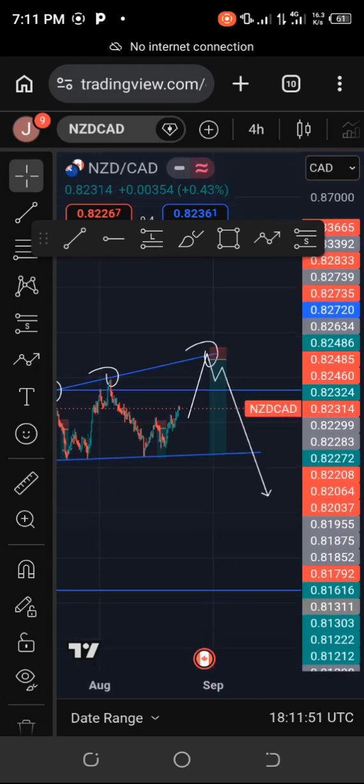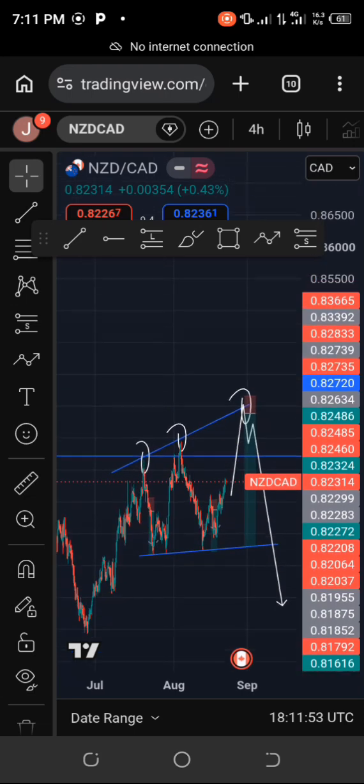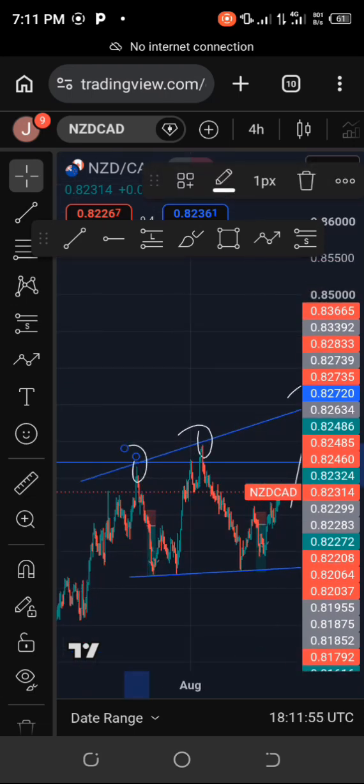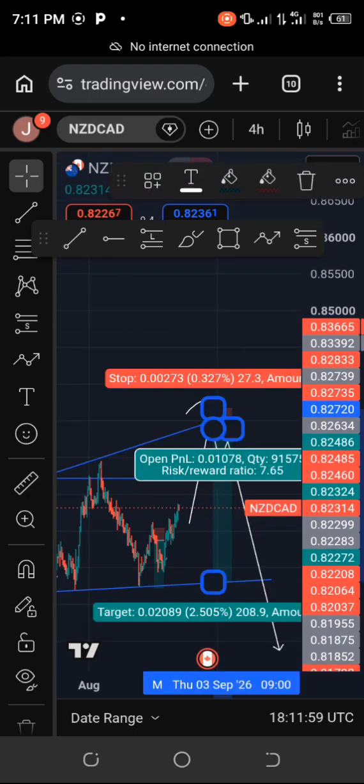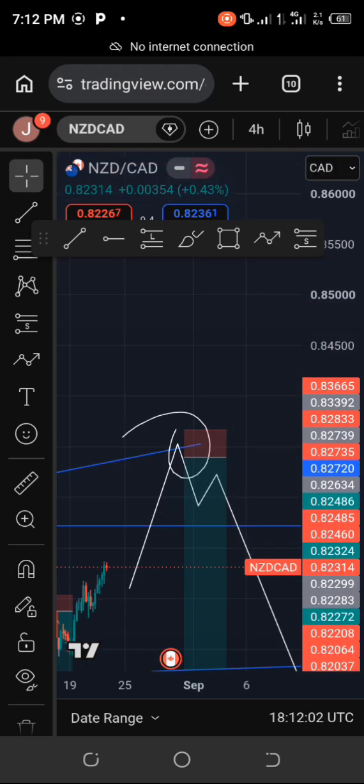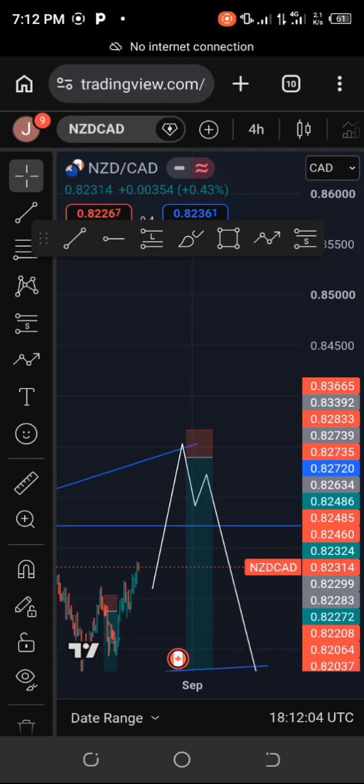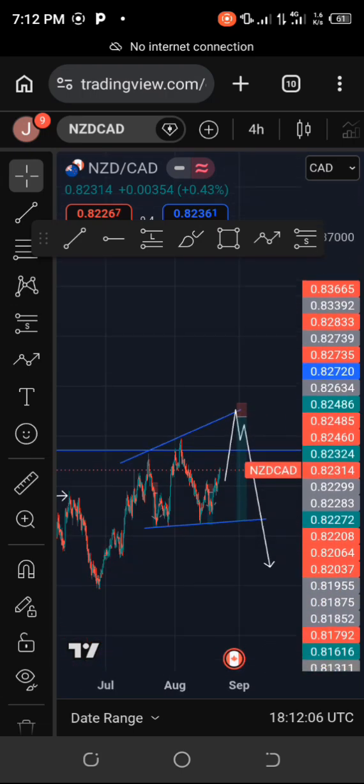I'm just giving you a bird's eye view of the structure I'm hoping from the market to form, and how I intend to set my limit orders, and we hope it does play out.